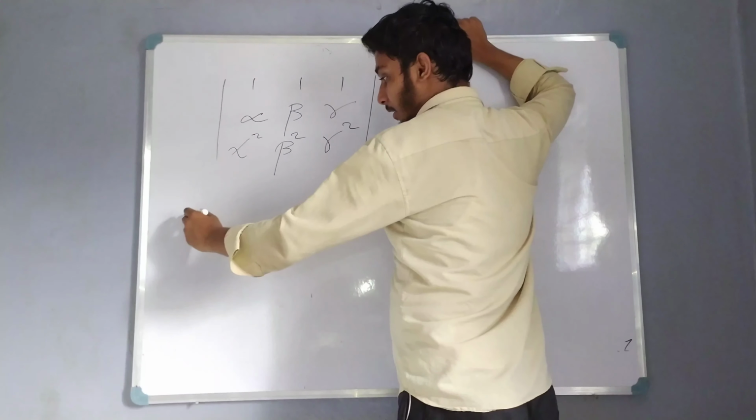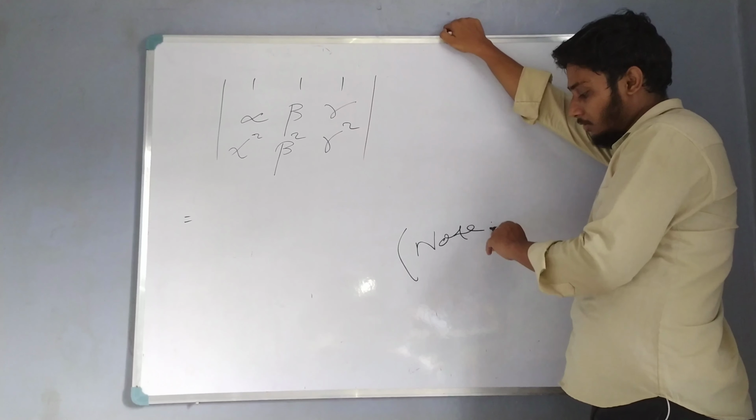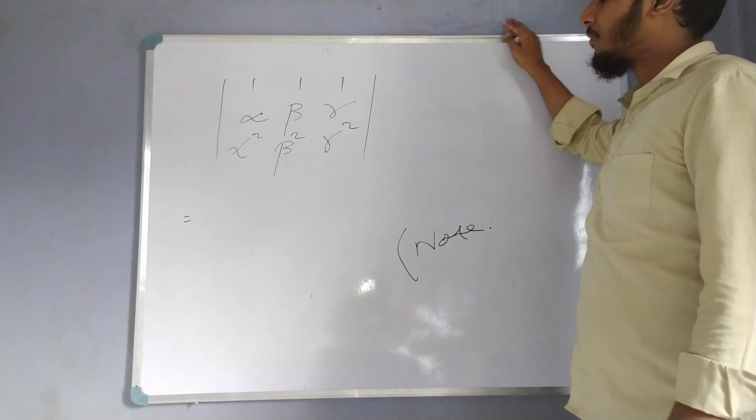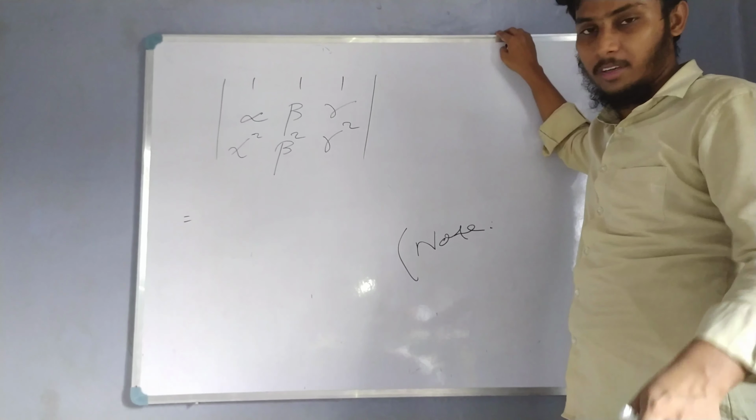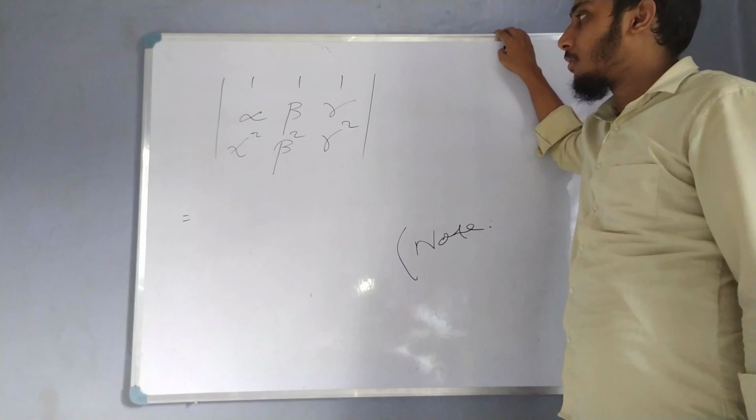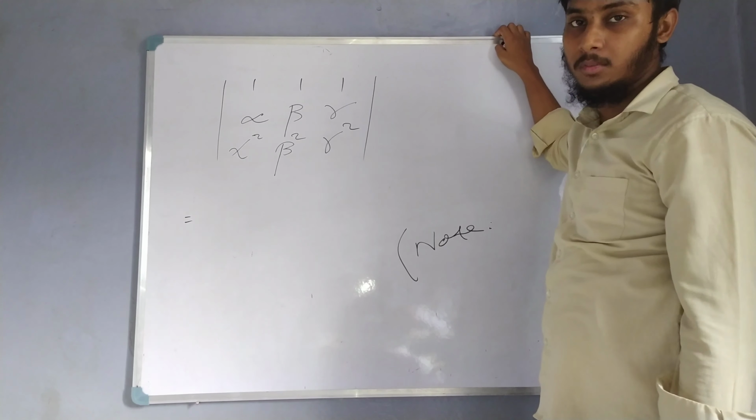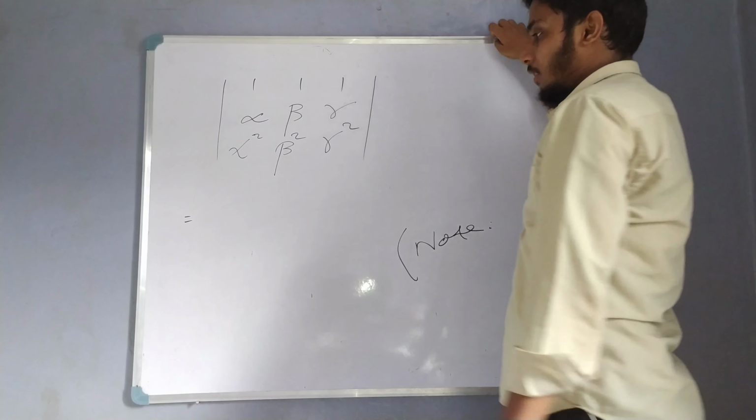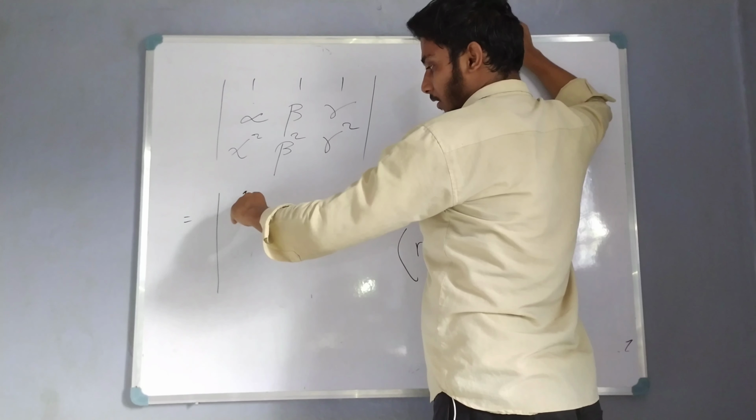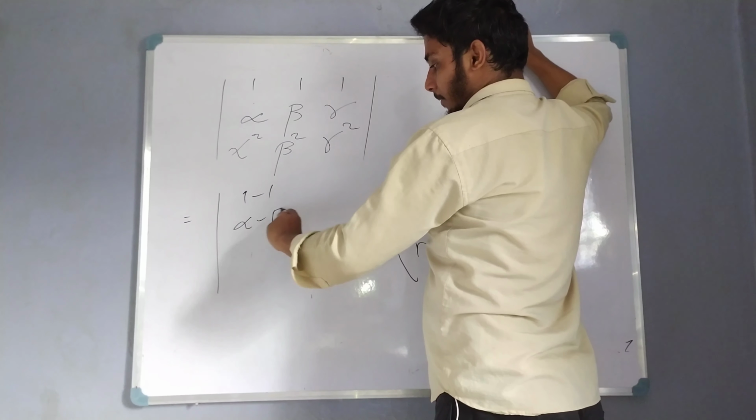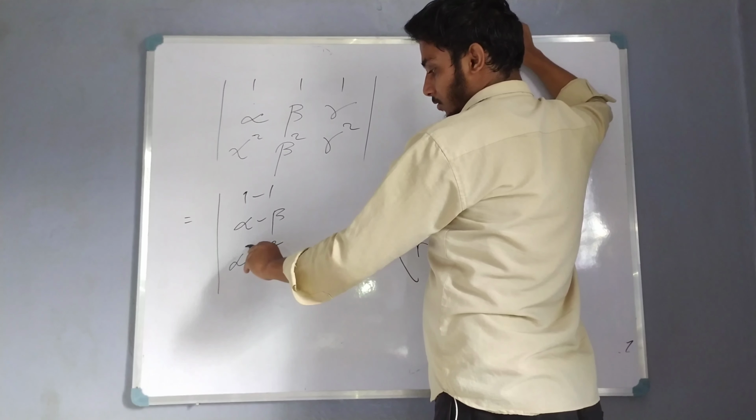So how we will do that, you see here. One note I am telling you, I will not write this, but you can make a note in your mind also. Whenever you see 3 1 in the first row or in first column, you have to subtract 2 rows or 2 columns and get 2 zeros. So what you have to do here, you have to subtract this from this. So 1 minus 1, it will be alpha minus beta. It will be alpha square minus beta square.